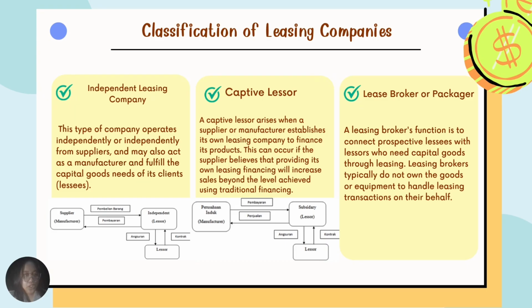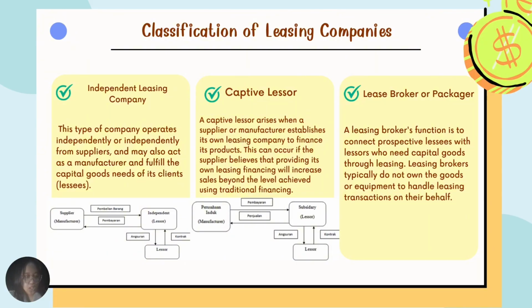So here is the classification of leasing companies. There are three types of leasing company. The first one is the independent leasing company. This type of company operates independently without any agreement with a supplier, and they can also act as a manufacturer, fulfilling the capital goods needs of their clients by themselves. Below you can see the flow of independent leasing: they can get the asset from a supplier or from themselves, and after that give it to the lessee.